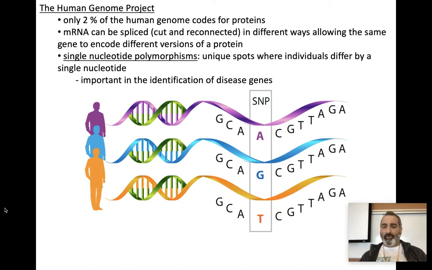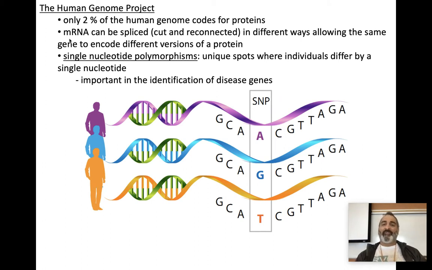We discovered during the Human Genome Project that most of our DNA, 98% of it, is non-coding DNA. 2% of it makes the proteins. That's the coding DNA. We discovered a bunch of little things. We discovered that mRNA can be cut and reconnected. That's called splicing, and it can be done in different ways so that you can actually make different versions of a protein.